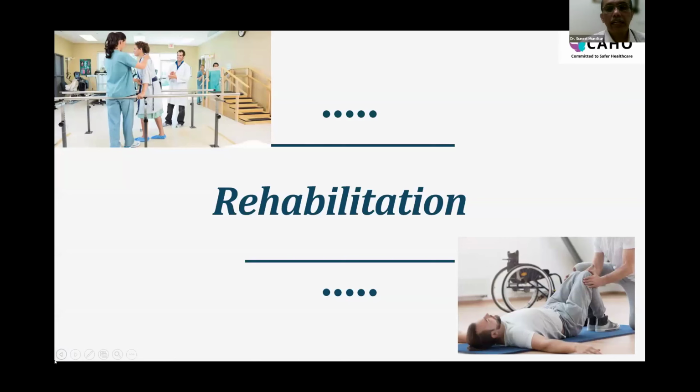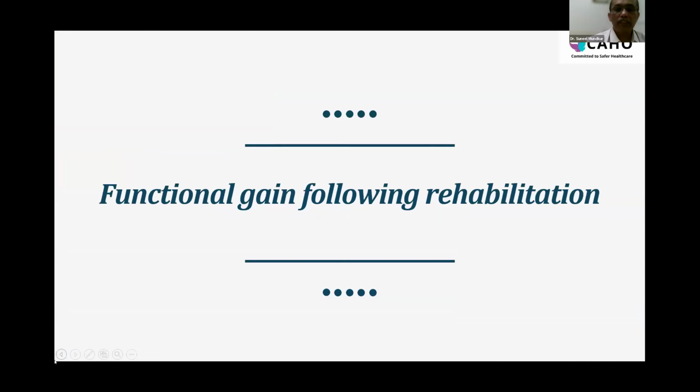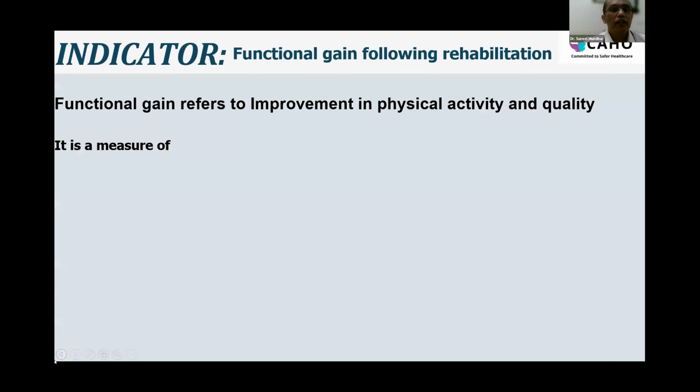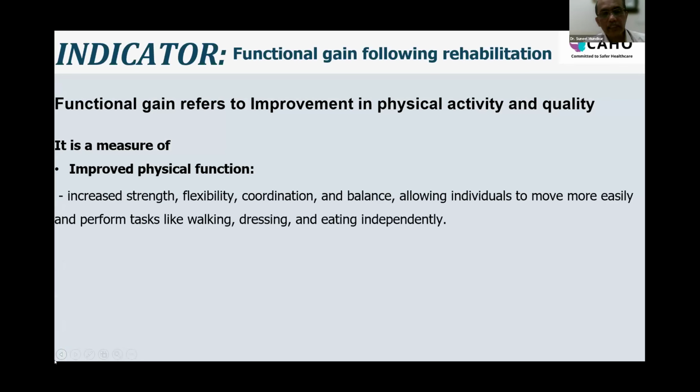The next indicator I'm going to discuss is on rehabilitation: functional gain following rehabilitation. Functional gain refers to improvement in physical activity and quality. It is a measure of improved physical function, that is, increased strength, flexibility, coordination, and balance, allowing individuals to move more easily and perform tasks like walking, dressing, and eating independently.